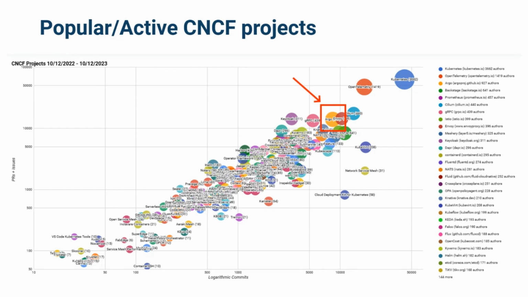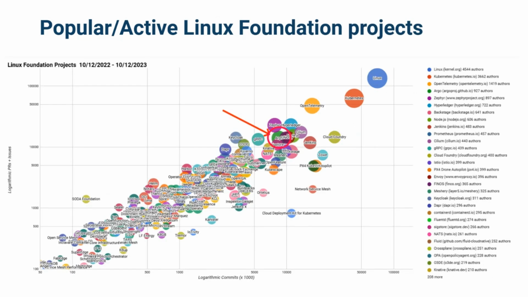Okay, that's great. But for me, the most interesting part is to show this graph. Now we have moved one level above. We're not in the CNCF, we're in the Linux Foundation. So it's all Linux Foundation projects. And obviously, you can see the Linux kernel is on the top right. It makes sense. Then you have Kubernetes, and yes, it makes sense. And then you have other stuff like OpenTelemetry. And even here, Argo is in the top 10.